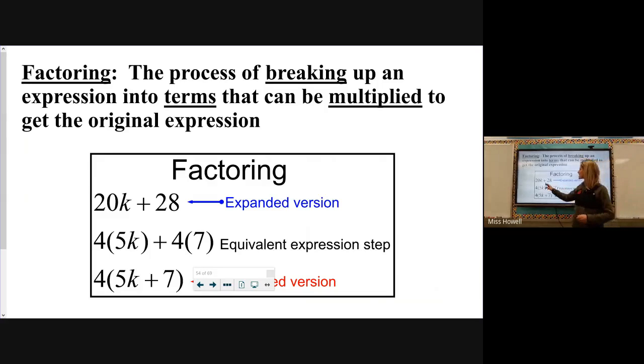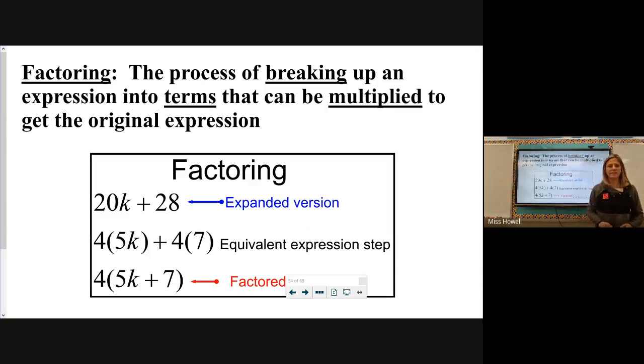This is what's called the expanded version. What does it look like after we distribute, or after we multiply? That's your expanded version. This down here is your factored version. Factored, right? The 4 times 5k plus 7 is what's called your factored version. The reason it's called your factored version is it's in the format of what should I multiply together to get back to the expanded version.